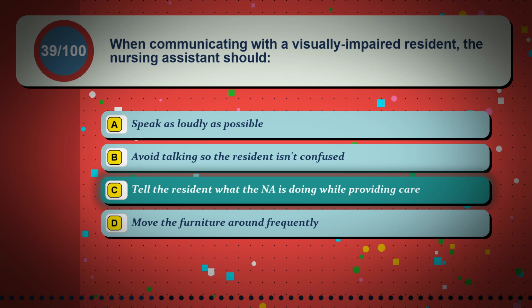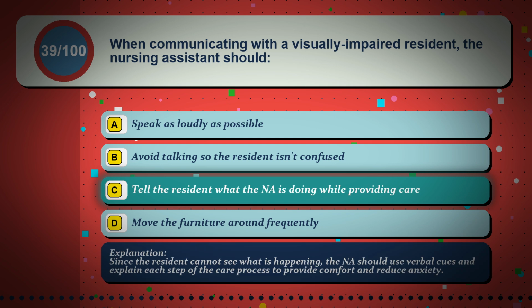The correct answer is option C, tell the resident what the NA is doing while providing care. Since the resident cannot see what is happening, the NA should use verbal cues and explain each step of the care process to provide comfort and reduce anxiety.